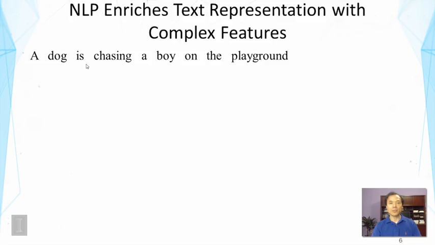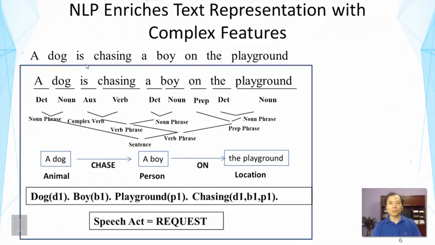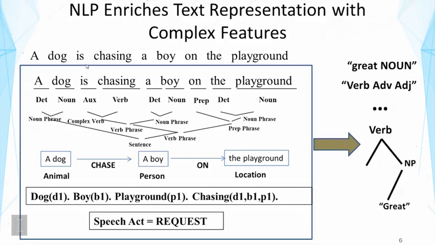So for example, this is a simple sentence that I showed you a long time ago in another lecture. From these words, we can only derive simple word n-gram representations or character n-grams. But with NLP, we can enrich the representation with a lot of other information, such as part-of-speech tags, parse trees, or entities, or even speech act. Now, with such enriched information, of course, we can generate a lot of other, more complex features, like mixed n-grams of words and part-of-speech tags, or even a part of a parse tree.